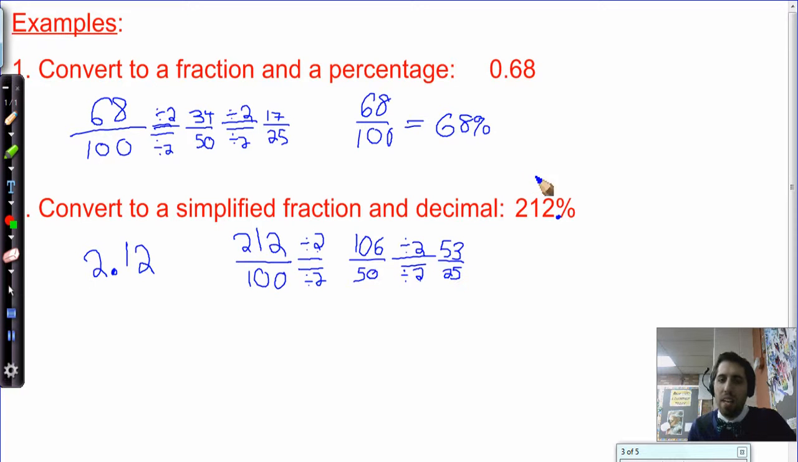Now, that would be fine as a simplified fraction. It's improper though, so if we wanted to make this into a mixed number, we would say 25 goes into 50 twice, and then we would have 3 pieces left over. How big are those pieces? They're 25ths. 2 and 3 25ths. Okay, that makes sense as well.